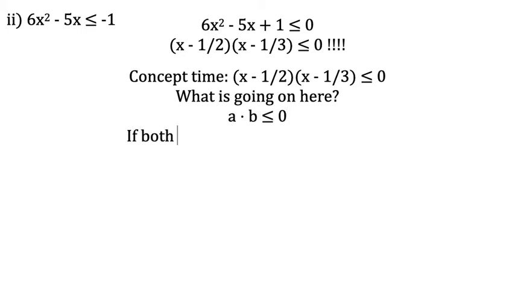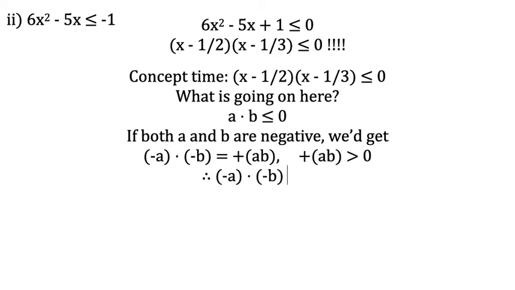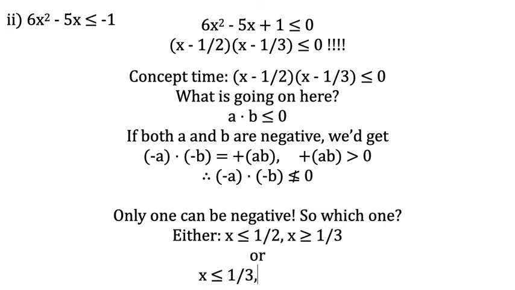If both a and b are negatives, we'd get minus a times minus b equals positive ab. Positive ab is greater than 0. Therefore, negative a times negative b cannot be less than or equal to 0. Only one can be negative, so which one? So either x is less than or equal to 1/2 and x is greater than or equal to 1/3, or x is less than or equal to 1/3 and x is greater than or equal to 1/2.